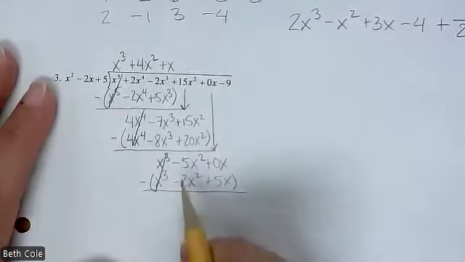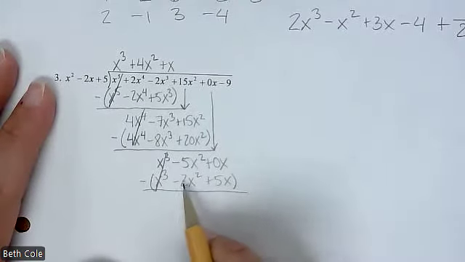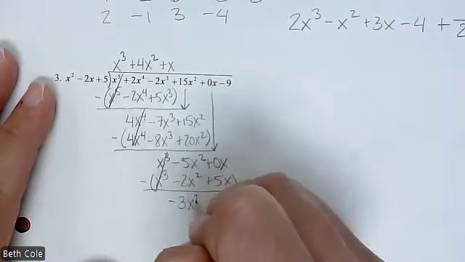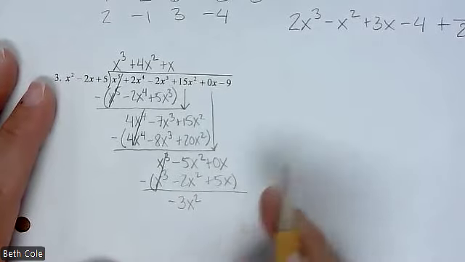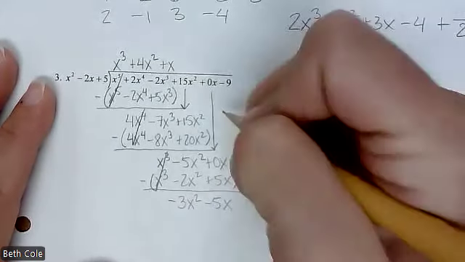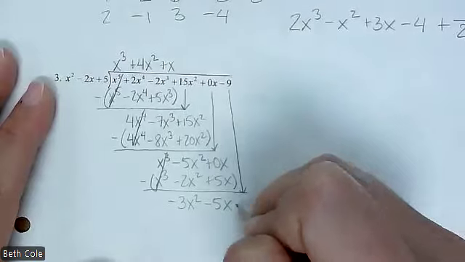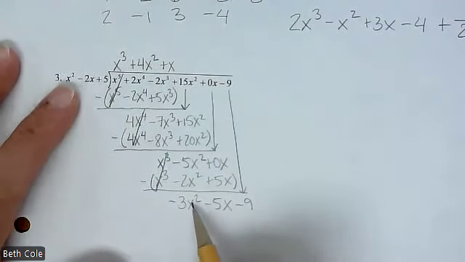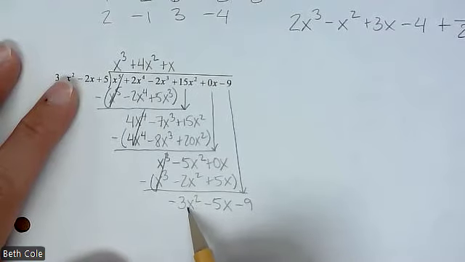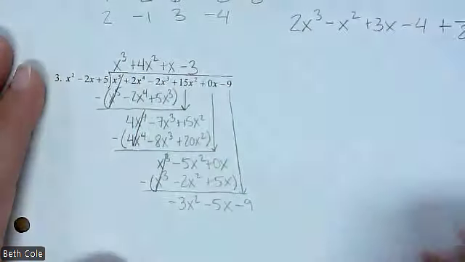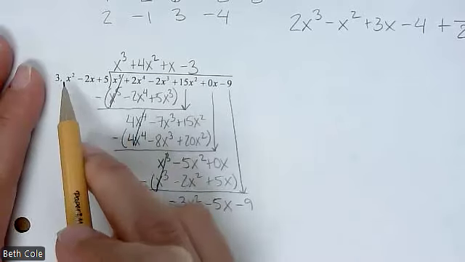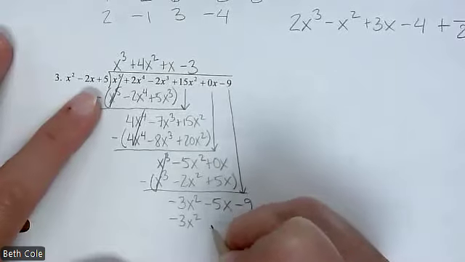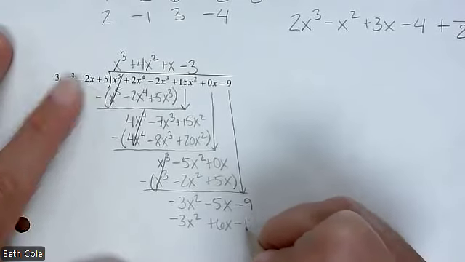First term cancels. This is -5 minus -2. So it's -5 plus 2. So -3x squared. This is 0 minus 5. So -5x. I'm going to bring down the -9. Last time, after we do this one, it'll be the remainder. I need to turn an x squared into a -3x squared. So I'll do that with a -3. Going to distribute the -3 through there. So -3x squared plus 6x minus 15.